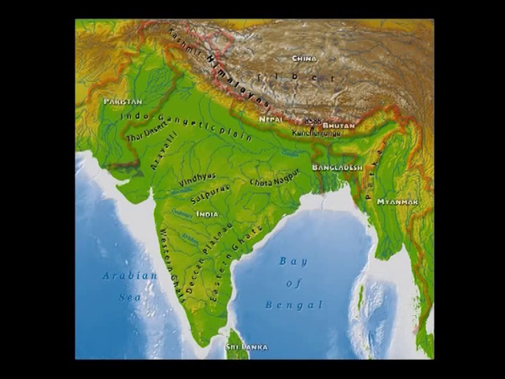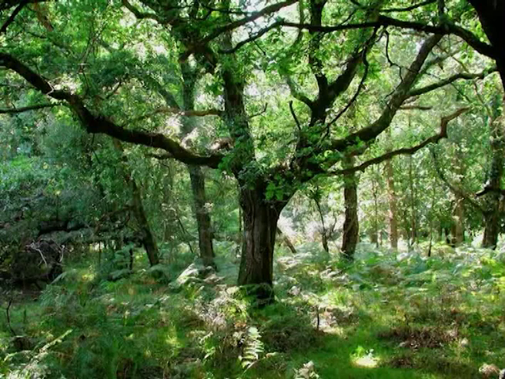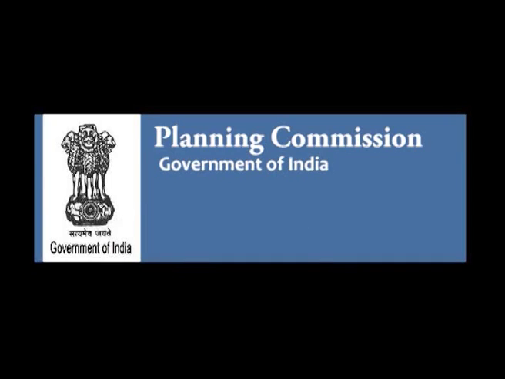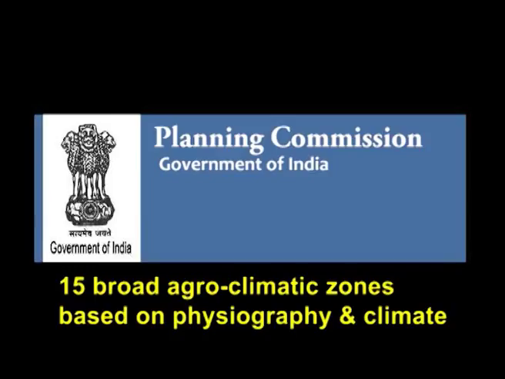As we have seen, the Indian subcontinent exhibits a variety of landscapes and climatic conditions which are noticeable in the types of soils and vegetation. In the past, several attempts have been made to understand and classify the agroclimatic regions as well as the agroecological regions of India. The Planning Commission of India divided the country into 15 broad agroclimatic zones based on the physiography and climate. This we have already seen in the first part of the lesson.